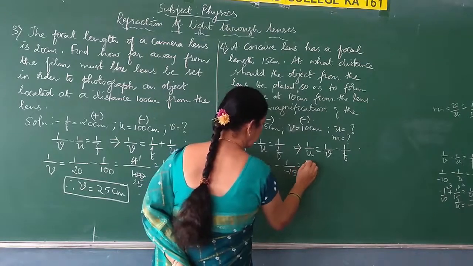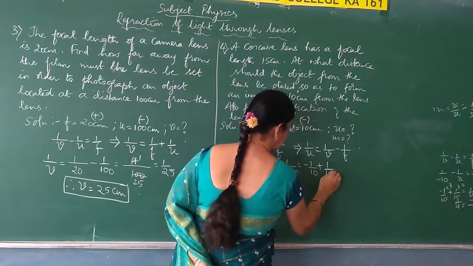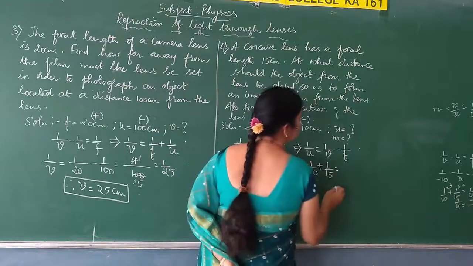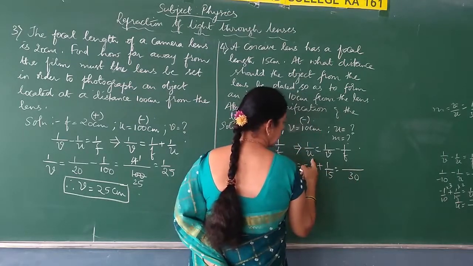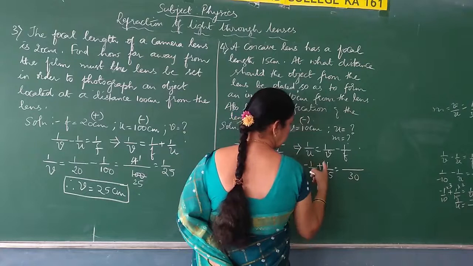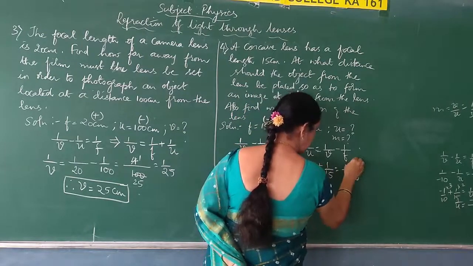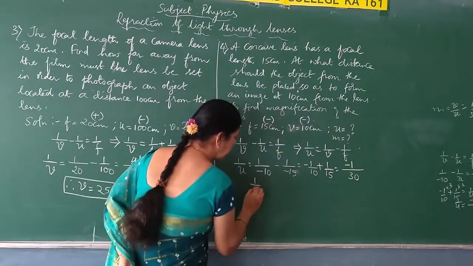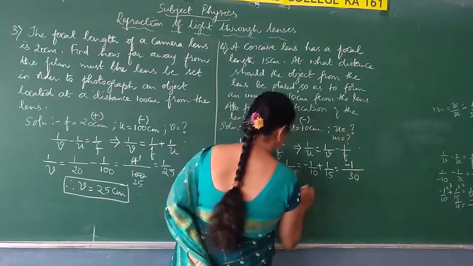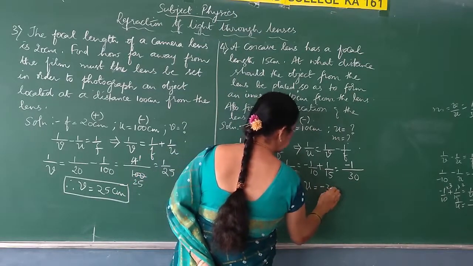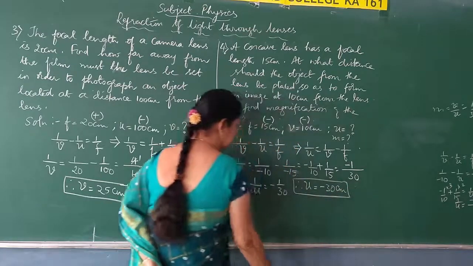So this will be equal to minus 1 by 10 plus 1 by 15. So if you take the LCM, how much it will be? 30. 10 three times, minus 3, right? Plus 2. Minus 3 plus 2 will be equal to minus 1. So 1 by U will be equal to minus 1 by 30. Therefore, U will be equal to minus 30 centimeter. This will be the object distance in this case.